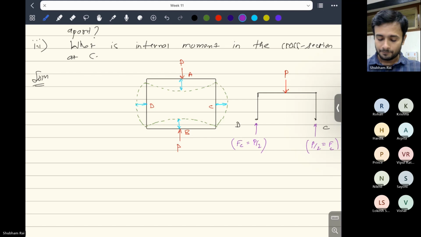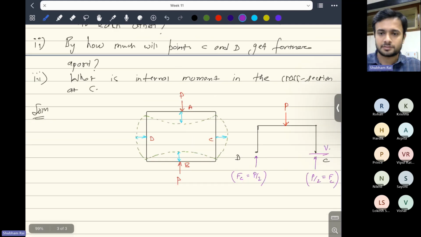Okay. Now there is one more thing. Let's say I want to find the shear force at this point. So let's say this is VC, shear force in this direction. I just want to find out that.